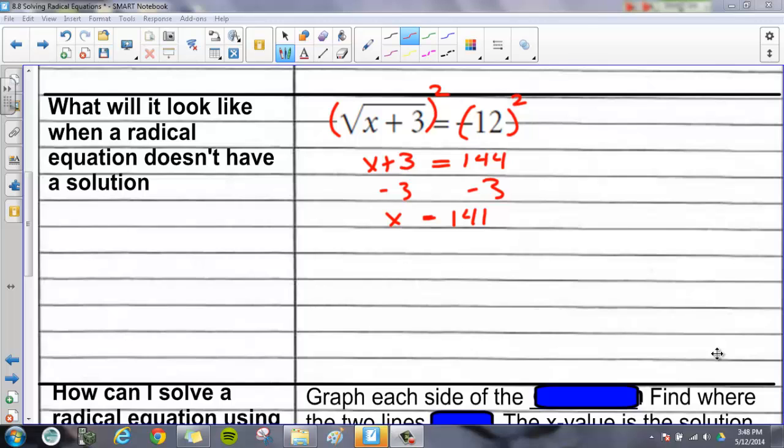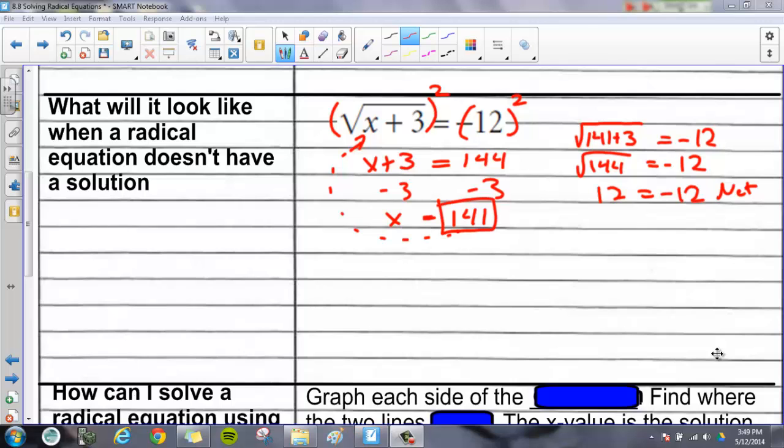So I'm going to check it. I'm going to take this square root and put the 141 right in for that x. So I get the square root of 141 plus 3 is equal to negative 12. The square root of 144 is equal to negative 12. And the square root of 144, which is 12, is equal to negative 12. And therefore, this is not true. So this wasn't a solution. This 141 was not a solution.